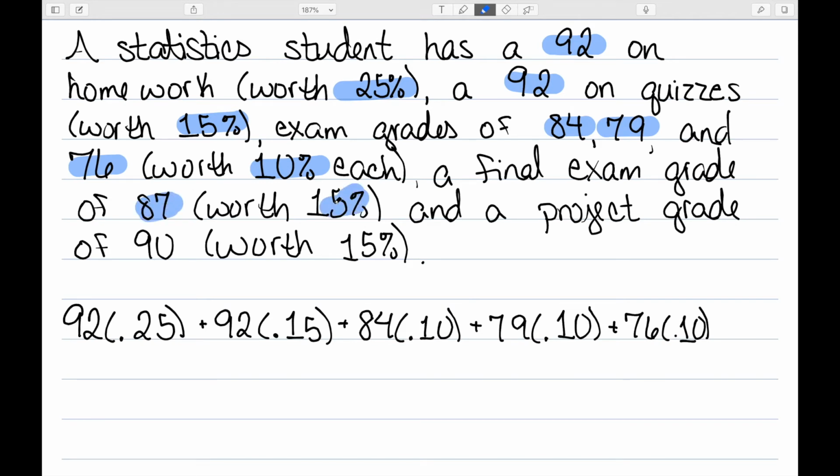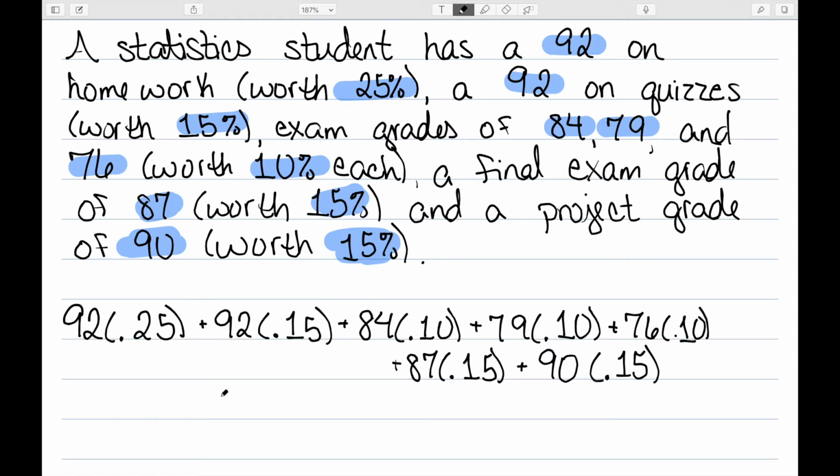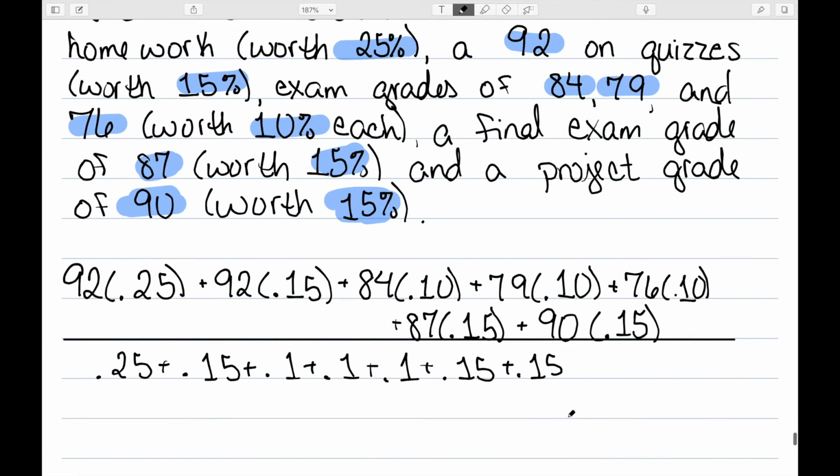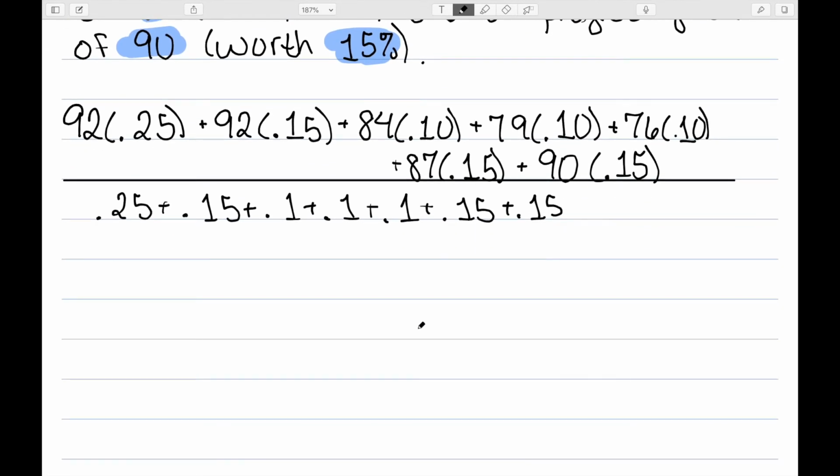We also have a grade of 87 worth 15%. So plus 87 times 0.15 for its weight. Finally, a project grade worth 15%. So 90 for the grade times its weight, which is 0.15. We then need to divide this by the sum of the weights. So 0.25 plus 0.15 plus 0.1 plus 0.1 plus 0.1 plus 0.15 plus 0.15. So let's scroll down just a little bit and start calculating this.